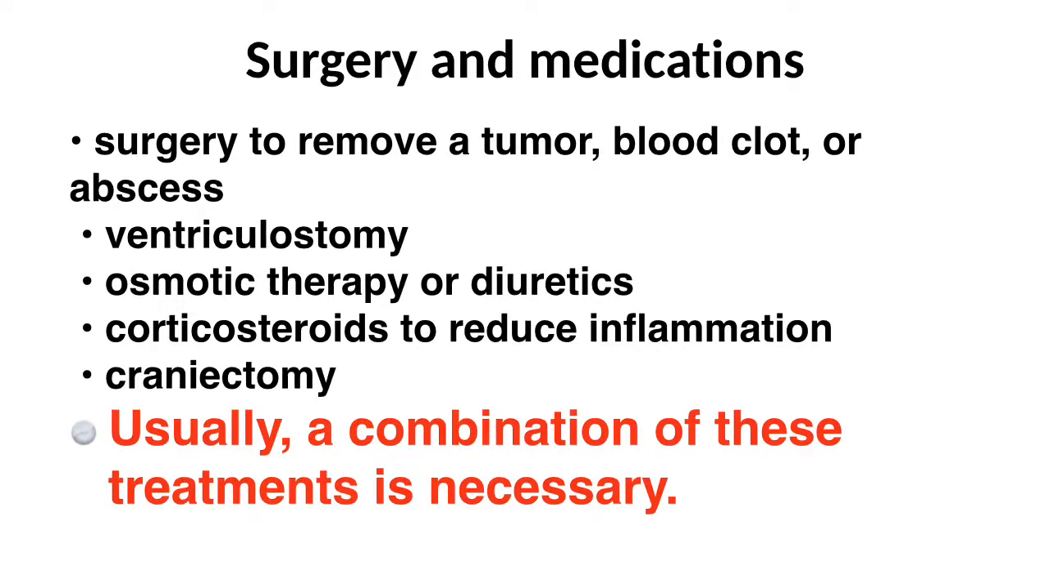To reduce swelling and pressure, treatment may involve surgery to remove a tumor, blood clot, or abscess, ventriculostomy, a surgery that places a drain through a hole in the skull to get rid of fluids, osmotic therapy or diuretics, such as mannitol or hypertonic saline, to pull fluid out of the brain tissue, corticosteroids to reduce inflammation, craniectomy, a surgery that removes a part of the skull to make more room. Usually, a combination of these treatments is necessary.